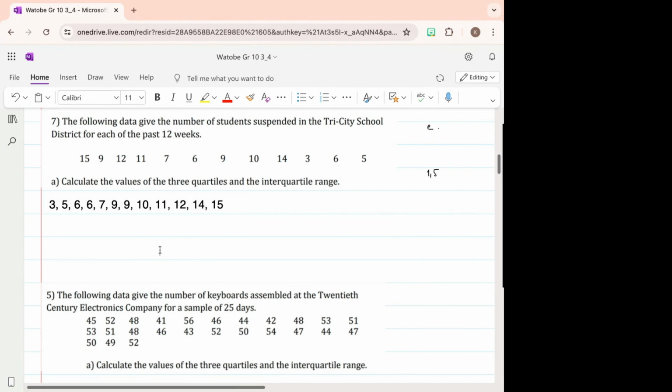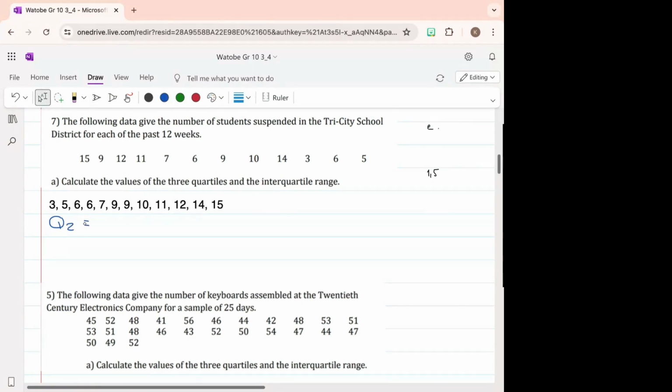Cool. So it says calculate the values of the 3 quartiles. So we organized it first. Now, what do we need to do? Now we need to find the 3 quartiles. I said to you, what's the easiest thing to do? It doesn't ask you to do it in any sort of order. So again, I like to do Q2 first. If it was me, that's what I would do first.